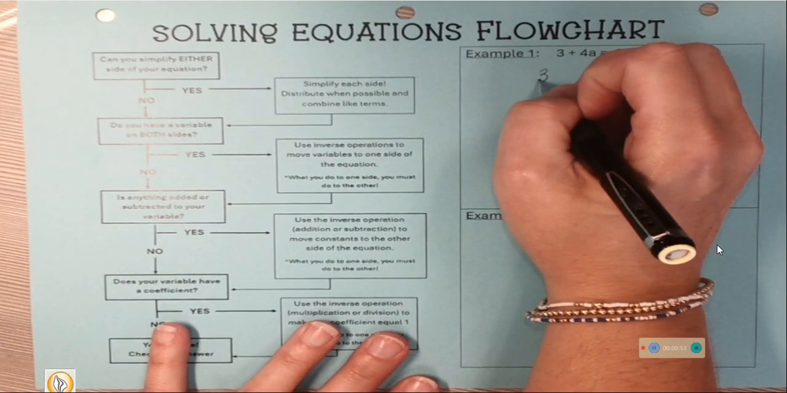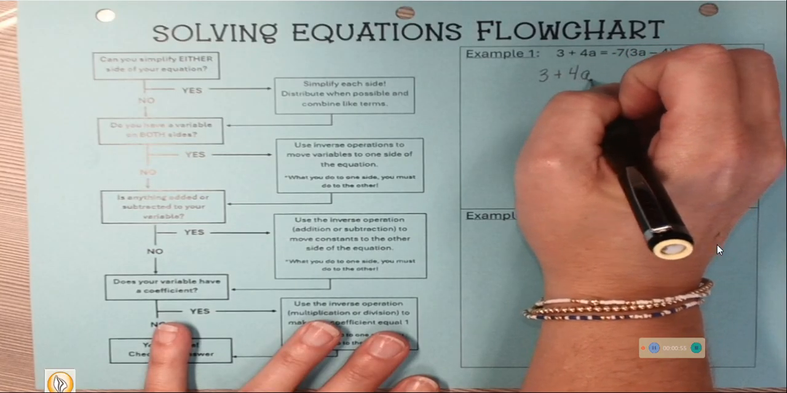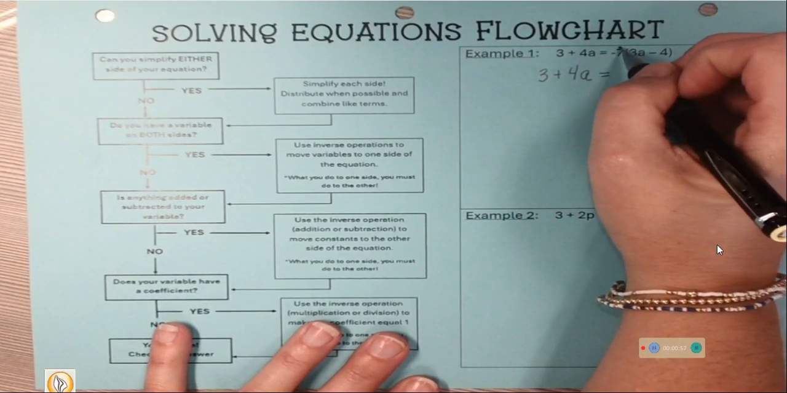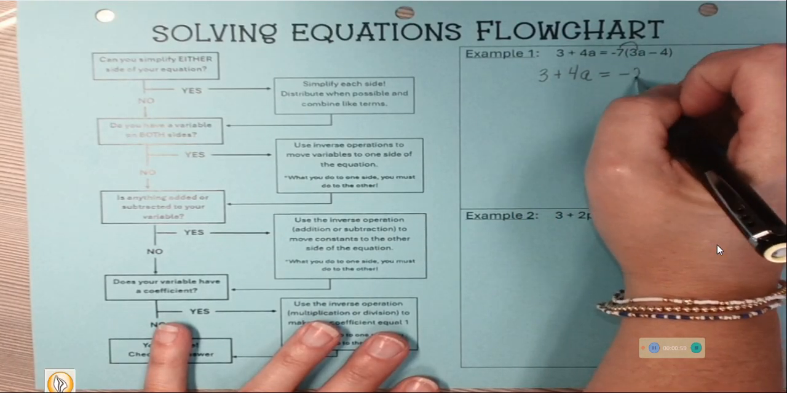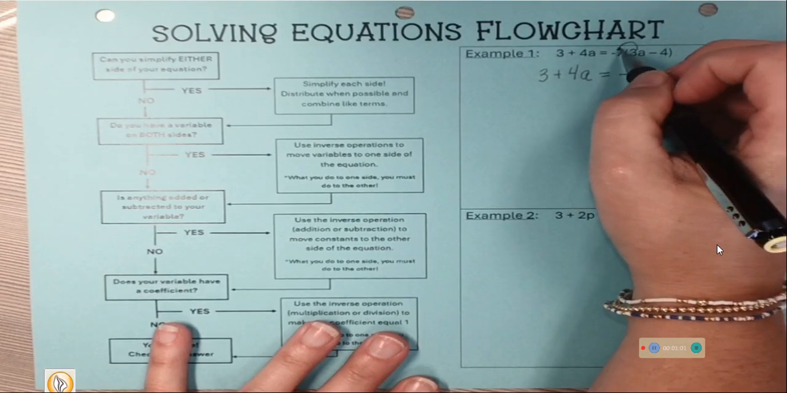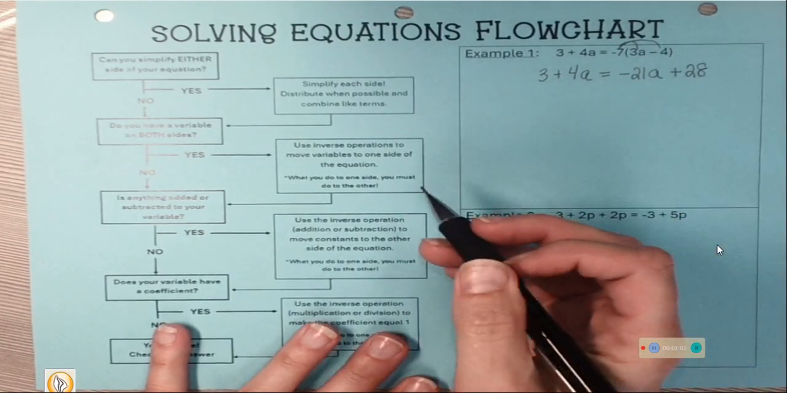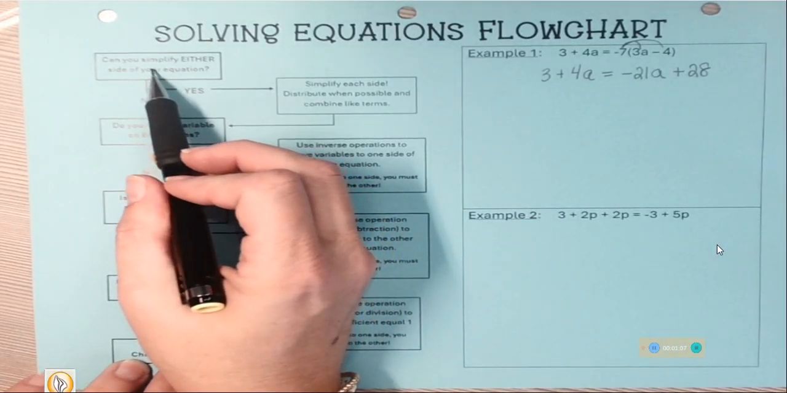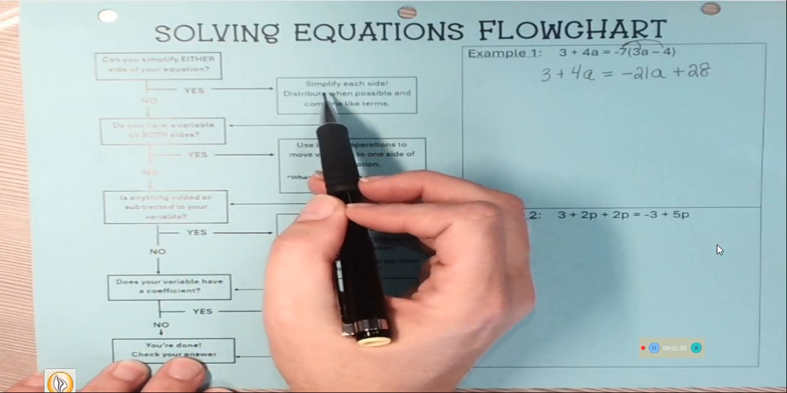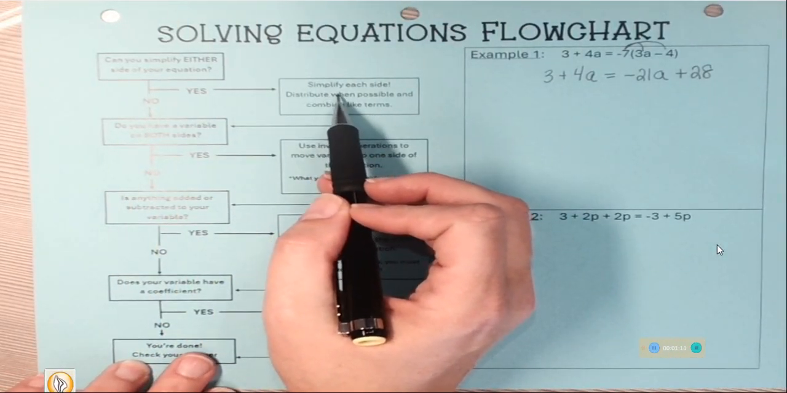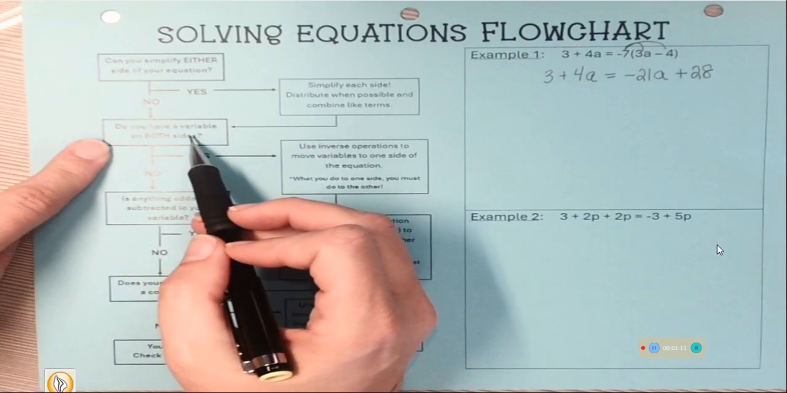So I'm going to bring down my 3 plus 4a equals -7 times 3a is a -21a. -7 times -4 is a +28. So, can you simplify either side? Yes. I simplified the side by getting rid of the distributing. So I'm going to go back to this question.